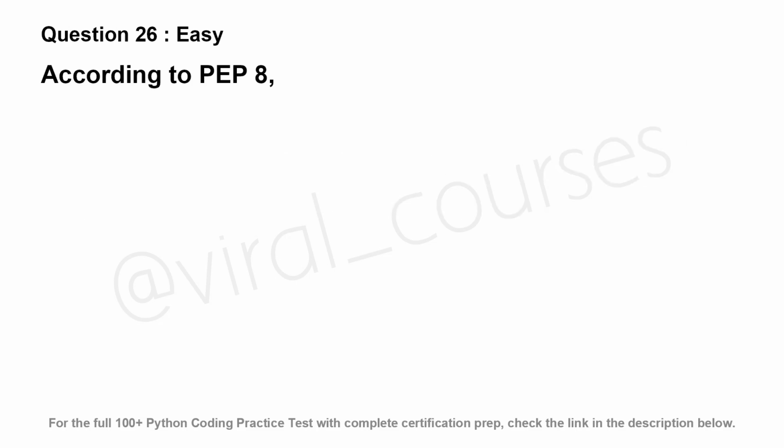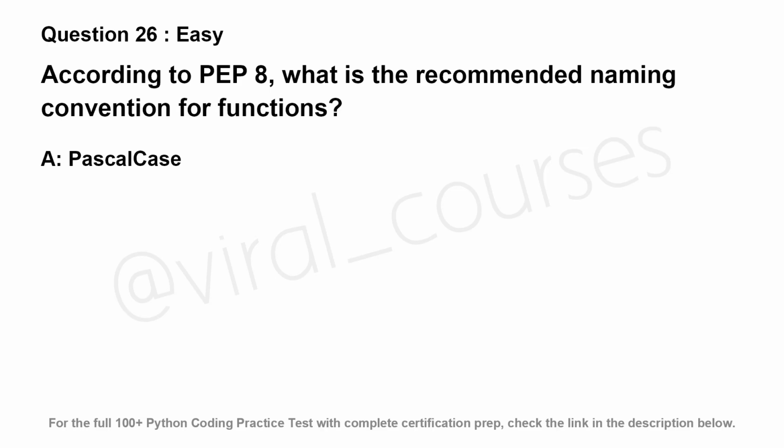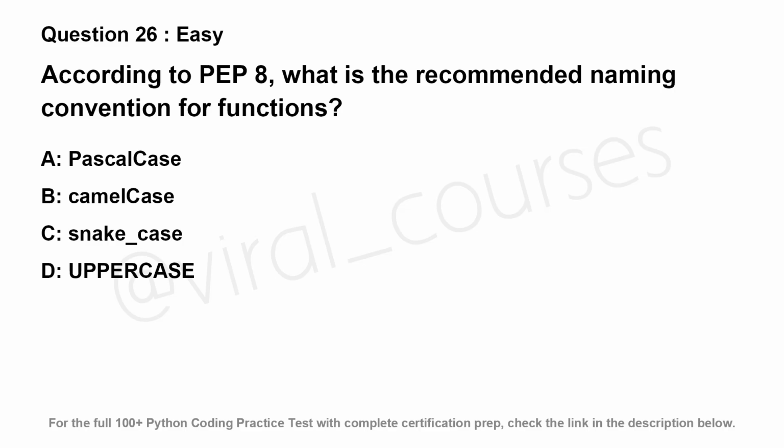According to PEP 8, what is the recommended naming convention for functions? Option A, Pascal case. Option B, camel case. Option C, snake_case. Option D, uppercase.